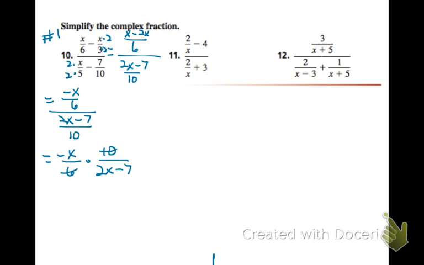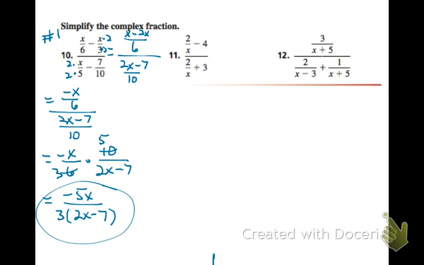We'll divide out 2 from this top and bottom, and then multiply straight across. So we'll get negative 5x over 3 times 2x minus 7. And you can just keep your denominator factored, because there's no need to multiply that out. On the next problem, I want to show you method 2.